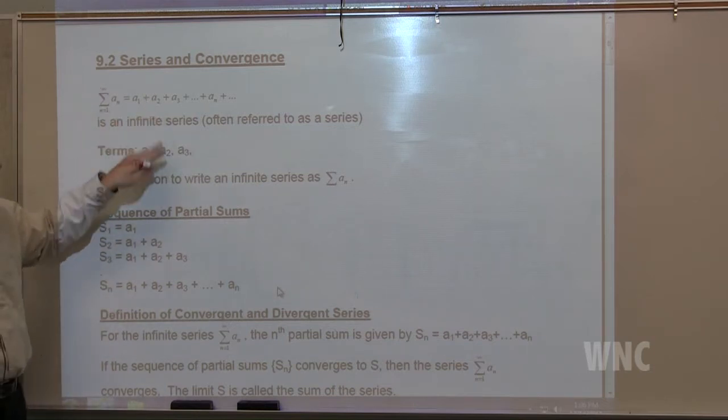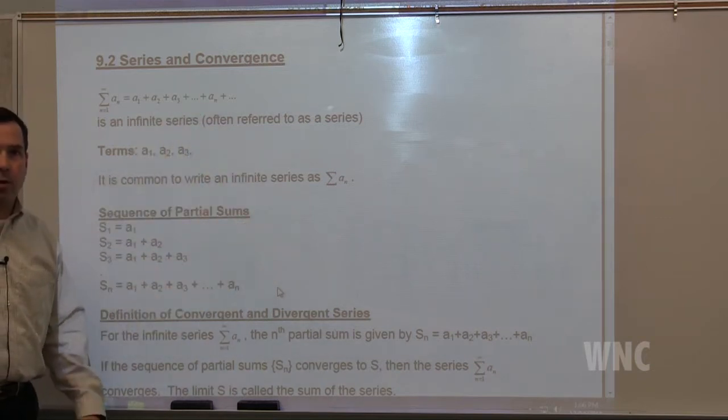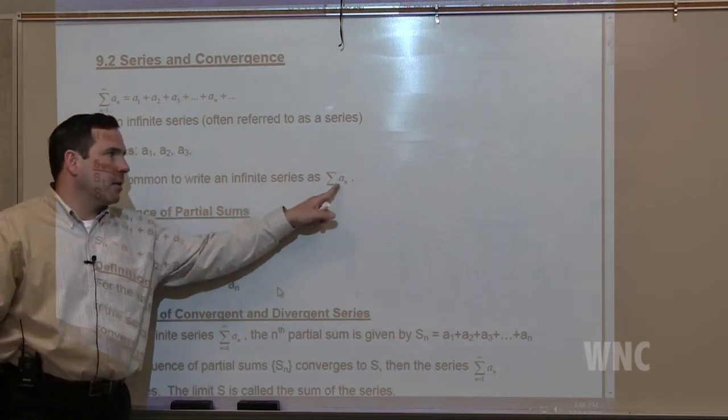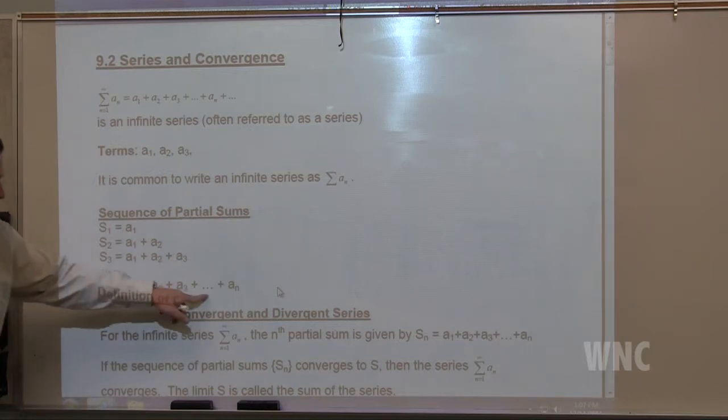The terms of the series are a1, a2, a3, the sequences we talked about in 9.1. So it's common to write an infinite series as the sum of a sub n. Sequences of partial sums: S1 equals a1, S2 equals a1 plus a2. This is a partial sum. That means the sum of the first two terms, the sum of the first three terms, the sum of the first n terms.